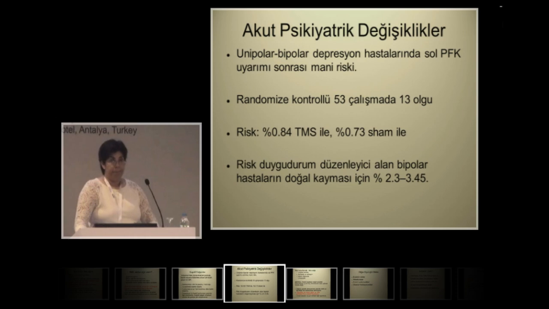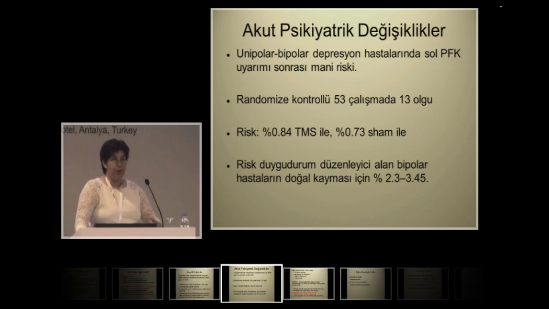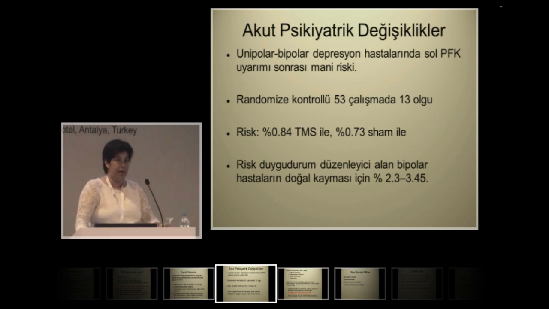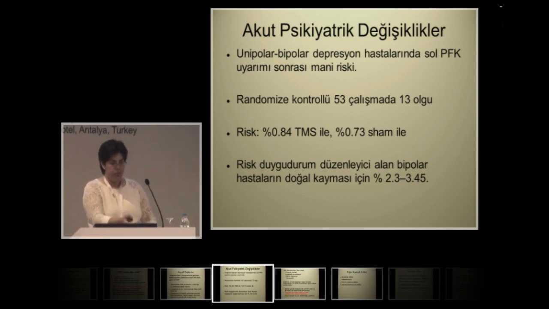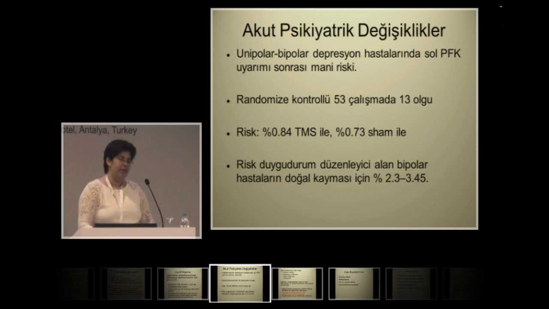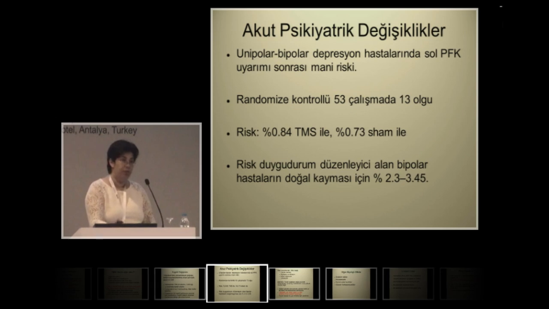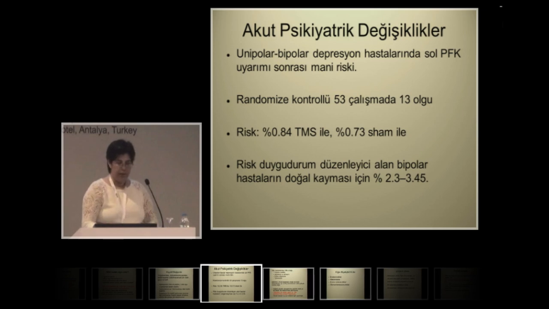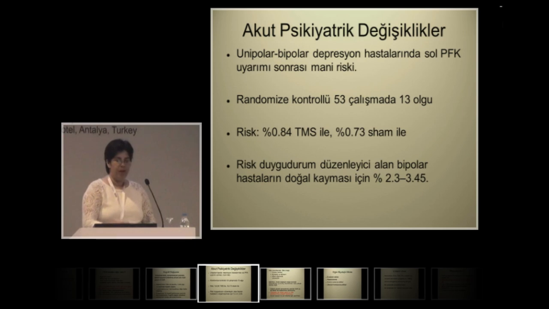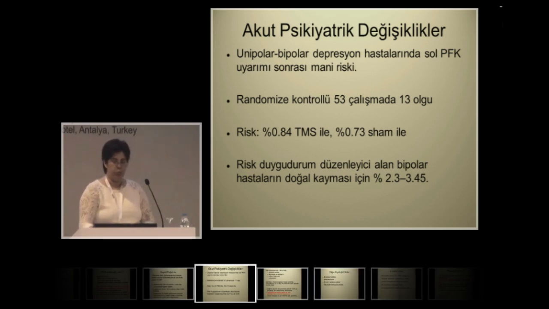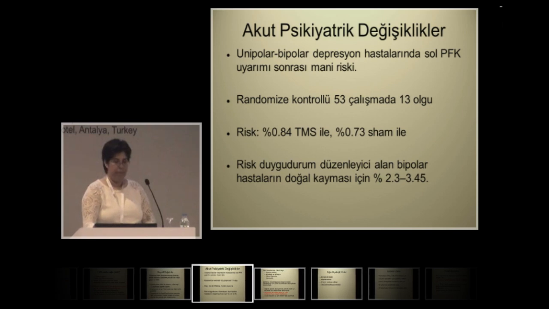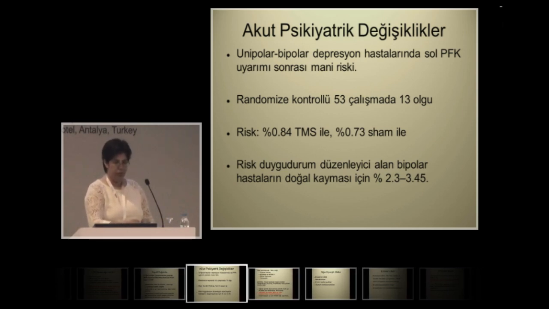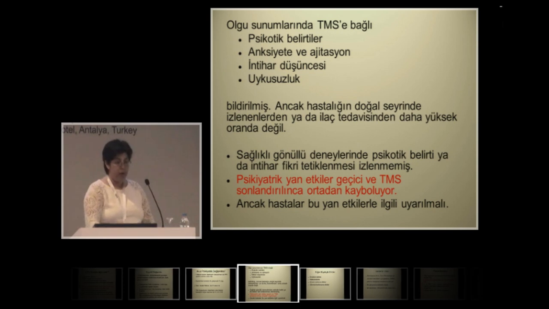We have reported 4 cases from our own clinic, but there's always this risk, when you see the patient with a depression, then you ask yourself the question whether it's unipolar or it's bipolar, and we will see the patient in a manic state later on. The risk has been reported as 0.84% with TMS, but with the sham it's only 0.73%. I only have a couple of slides left. At the same time, apart from TMS patients, bipolar patients who are on mood stabilizers, there is a natural switch to the manic state in 2.3 to 3.45% of the patients. We should be aware of this risk, but we don't need to be concerned about it.